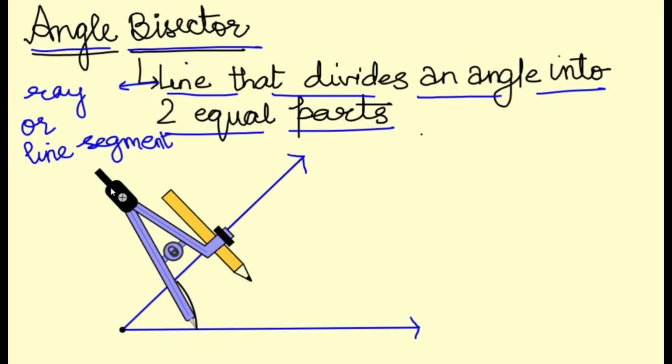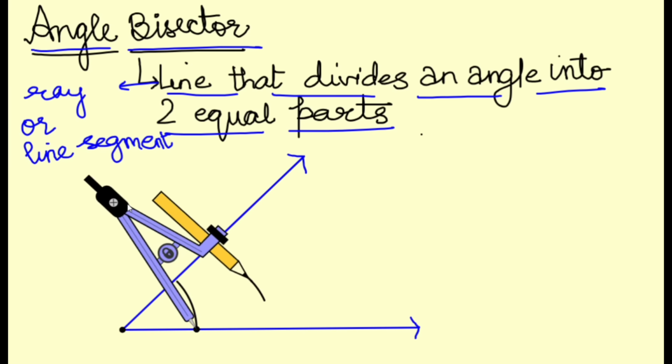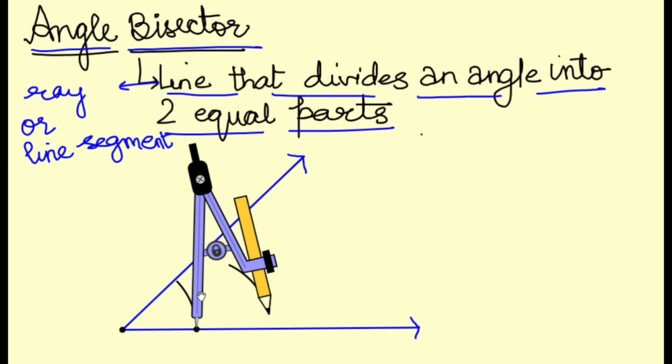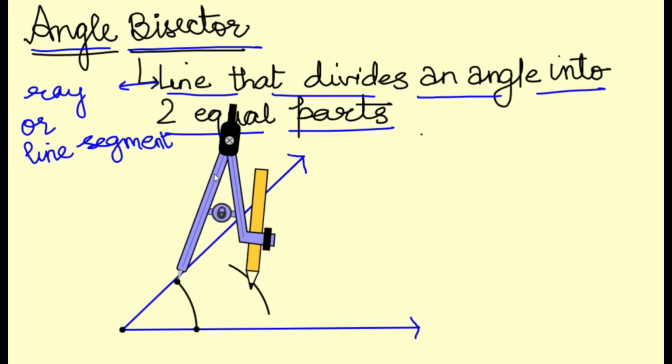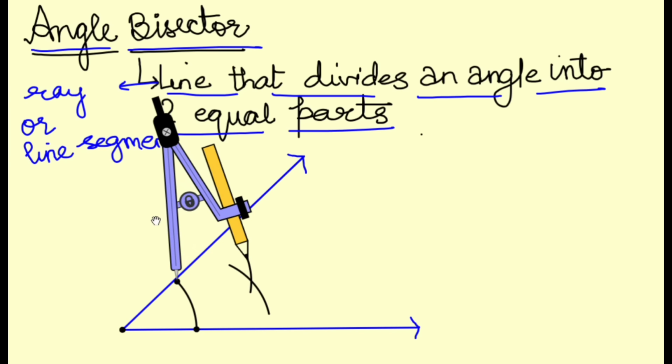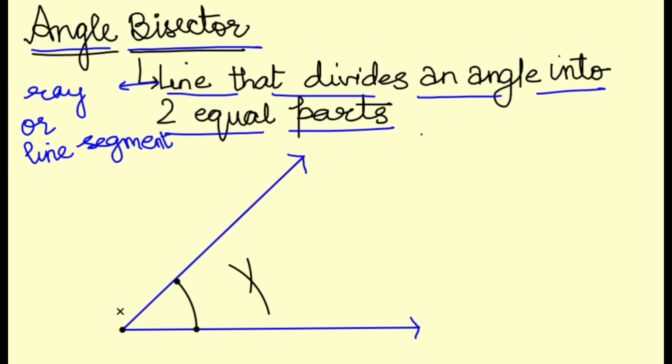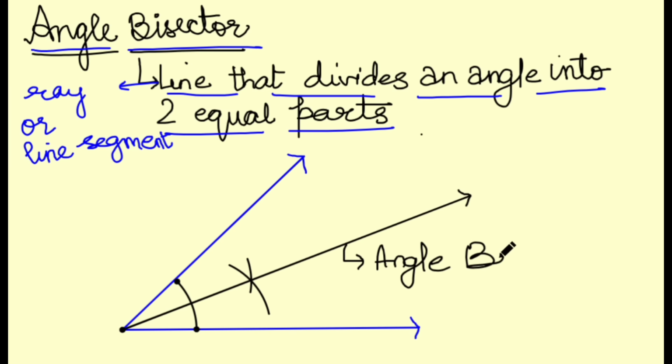So from one point of the arm we will make one arc. From the other point of the arm, you can see the black dots where I'm putting the compass. Now I've got the bisector line from the vertex to the center of the arcs. This is called the angle bisector. This line is particularly called the angle bisector.